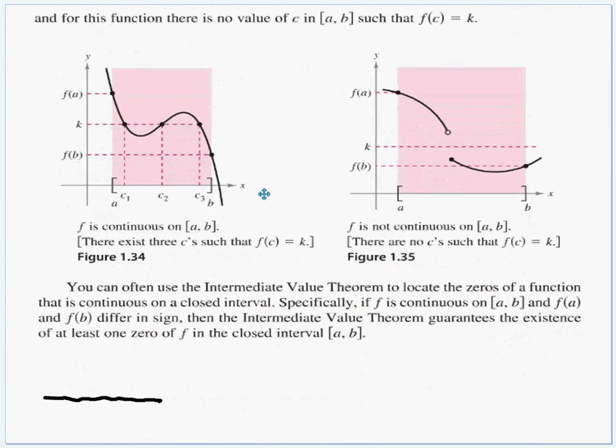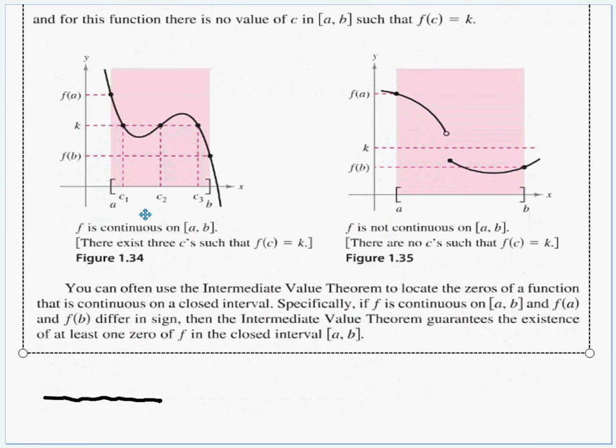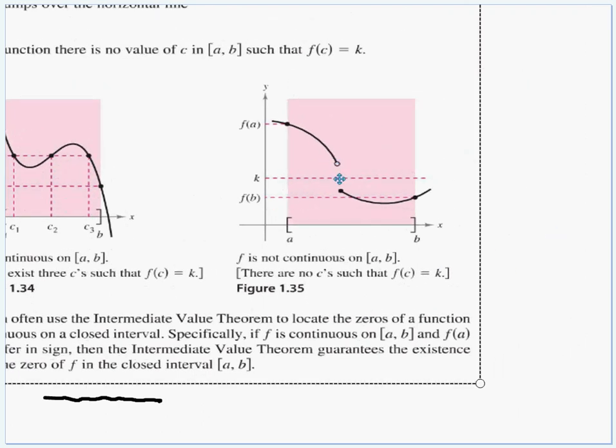Yeah, and what happens if we start breaking down some of the if parts of that theorem? I stated that f must be a continuous function for this to work. Well, here's the scenario: if we don't have a continuous function, we might not have that value. So here's our f of a and f of b, but if the function is not continuous, maybe the value that we want, that k value, goes right through that gap.